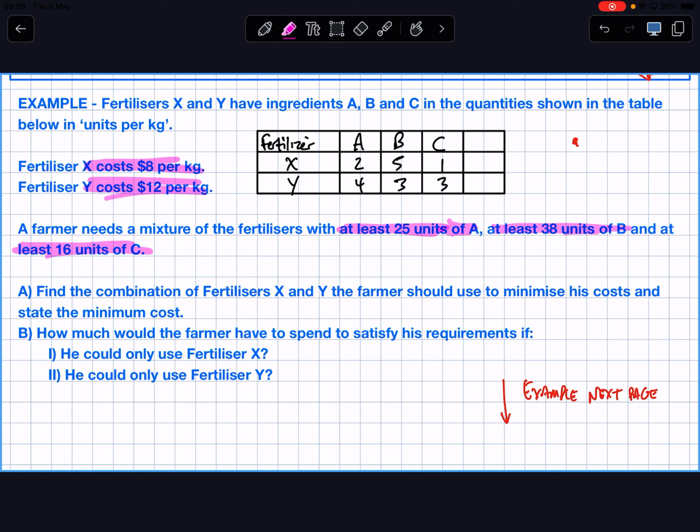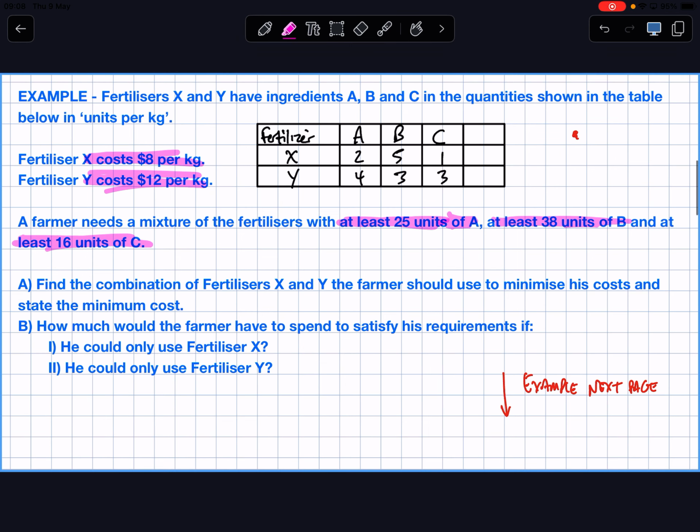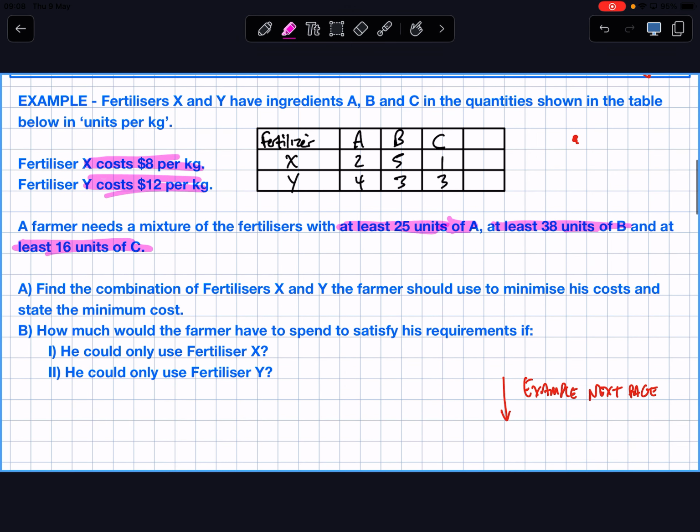How much would the farmer have to spend to satisfy his requirements if he could only use fertilizer? We'll get onto that. So can I ask you a couple of minutes to get that example down so that we can run through it together?